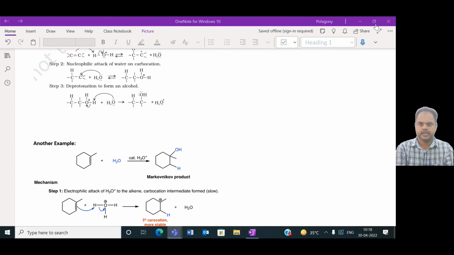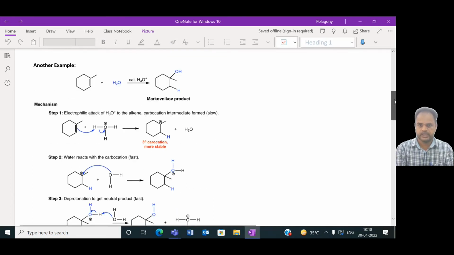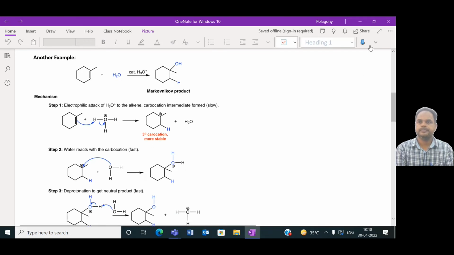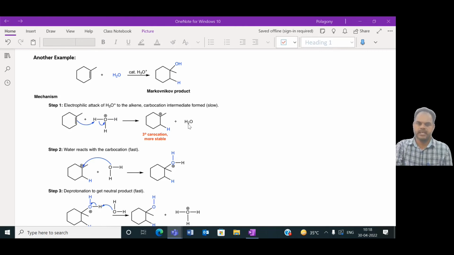Now let us look into the mechanism of the reaction, how 1-methyl cyclohexanol is formed. The same mechanism we can apply. What we have discussed earlier, step 1 is the electrophilic attack of the hydronium ion on the alkene. Then formation of the carbocation intermediate takes place, which is a slow step, we say.